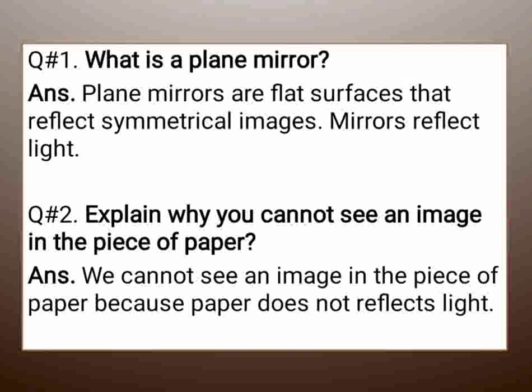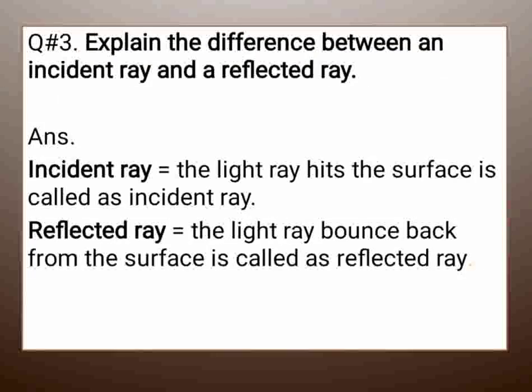Question number 2, explain how you cannot see an image in the piece of paper. Because piece of paper is just a flat sheet. It doesn't have reflective properties. So we can answer in the way that we cannot see an image in the piece of paper because paper does not have reflective properties or it doesn't reflect light.